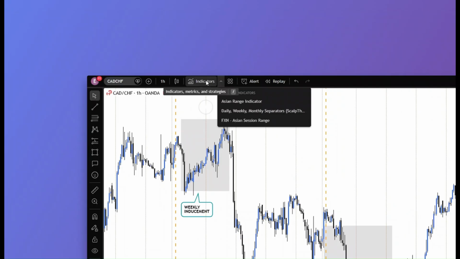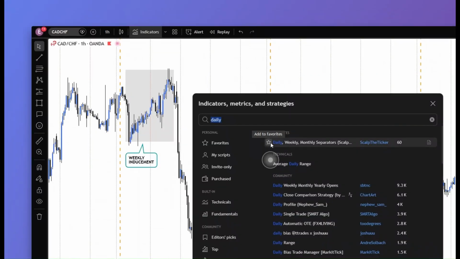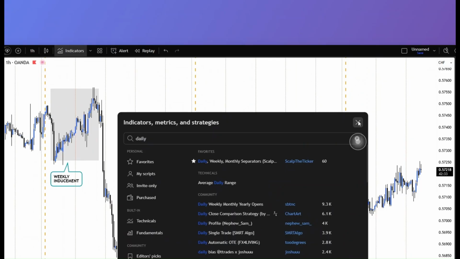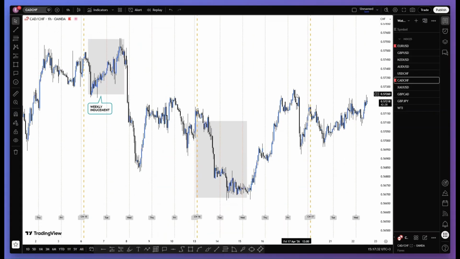Now here's a pro tip. Click the star icon next to the indicator. This adds it to your favorites so you don't have to search again next time. Next time, just open your favorites list and apply it instantly.